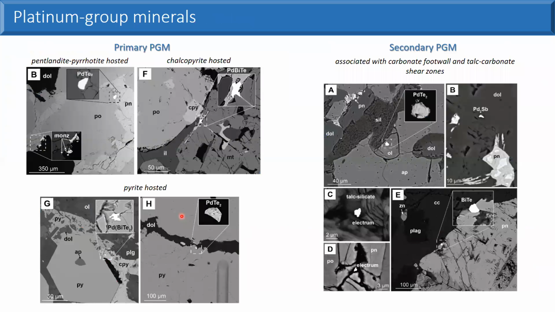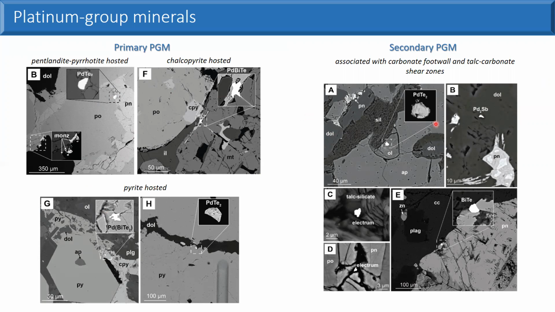So if we look at the platinum group minerals, the bulk of the PGMs at Munali are characterized by dominantly palladium-platinum-rich bismuth tellurides, and these are hosted by all the sulfides present, being pyrrhotite, pentlandite, chalcopyrite, and pyrite. However, we do see what we refer to as a secondary PGM assemblage at Munali, associated with the talc carbonate shear zones and the carbonate sulfide-bearing footwalls.